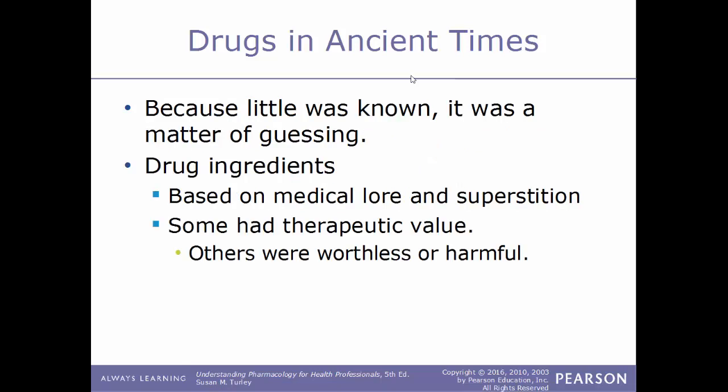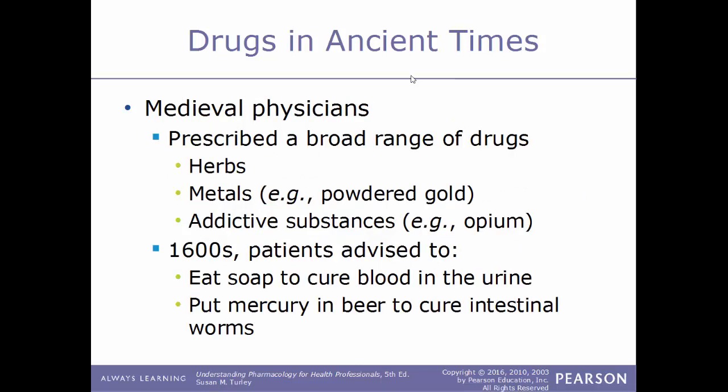Now, as you can imagine, in ancient times, not as much was known about the chemistry of all these substances, so it was really just a matter of guesswork to see what would work and what wouldn't. So drug ingredients were really based on medical lore and superstition. Some had therapeutic value, a lot did not, and some were very harmful. Physicians in medieval times would prescribe a very broad range of drugs, including herbs and metals. An example of a common metal that would be used would be powdered gold. And they also would prescribe addictive substances like opium.